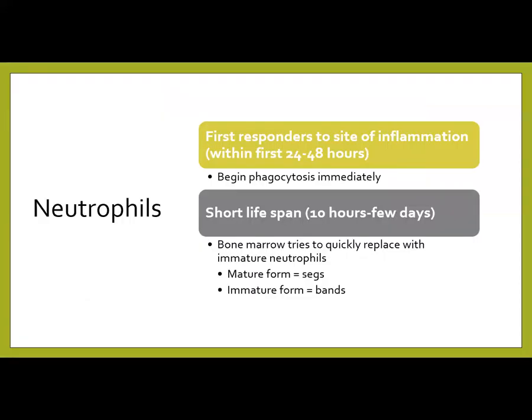So the first white blood cells that you will see are the neutrophils. These are the first responders to the site of inflammation, and they're usually seen within 24 to 48 hours. They begin phagocytosis immediately. They have a short lifespan, usually 10 hours to a few days, and the bone marrow basically tries to quickly replace them with immature neutrophils. The mature form is called segs, so if you see that written in a chart, that's the mature form. Immature forms are called bands.